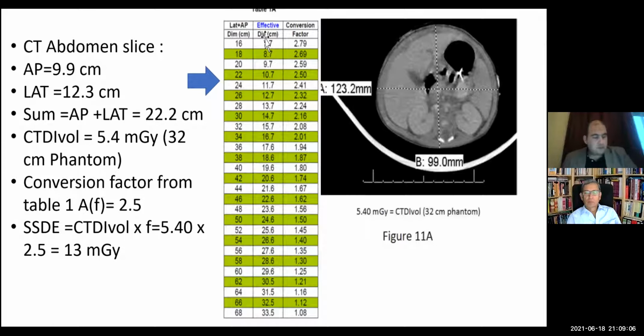But now, I have a problem. Now I have to wait until the scan process ends. I can't get this image before the scan. So the CTDI volume method gives you the displayed CTDI volume before scanning the patient, but for SSDE, you can't get it before the scan. Okay, so there is another solution for this problem.